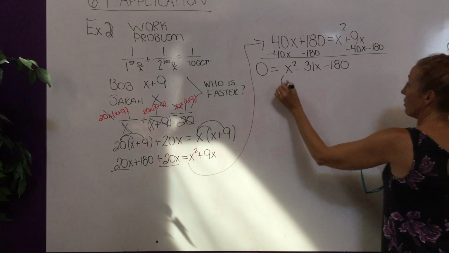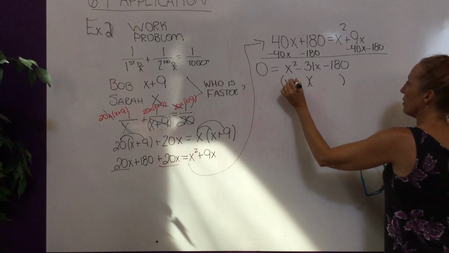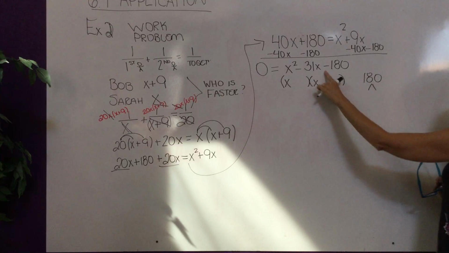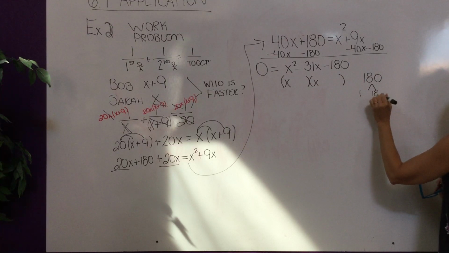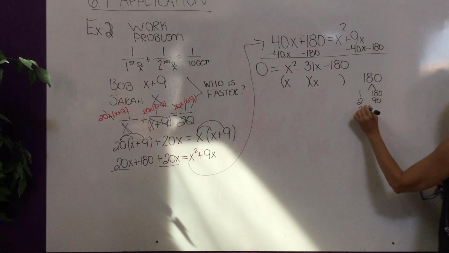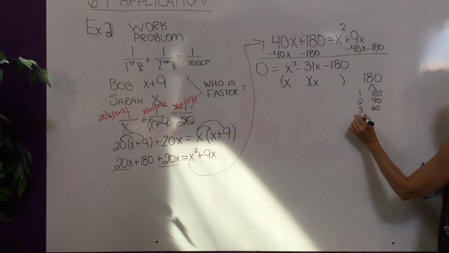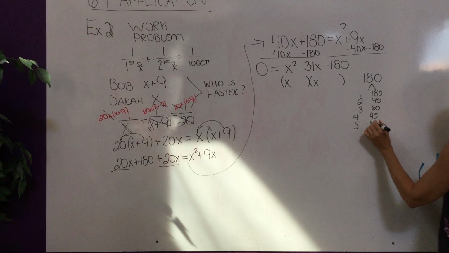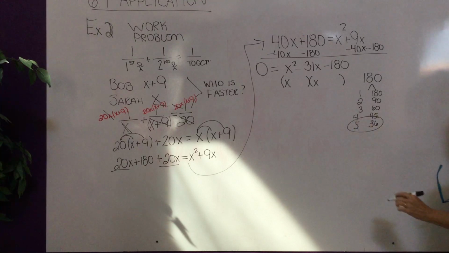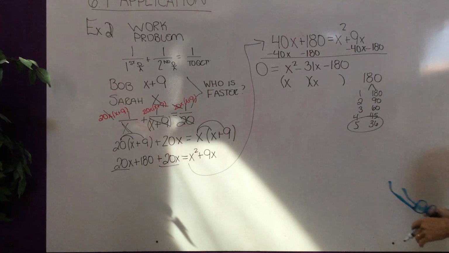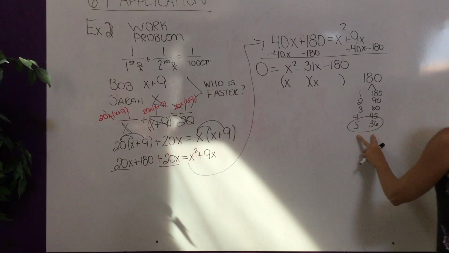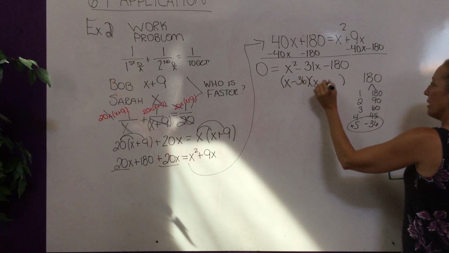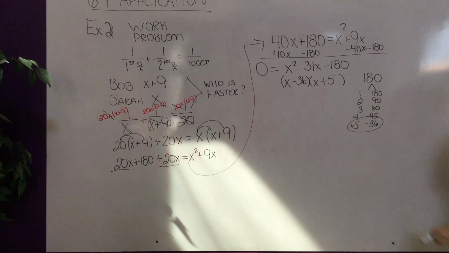And now I'm going to need to factor. So I need two numbers that multiply to 180 that create 31. And since this is a negative 180, one of my factors is going to be plus, one of them is going to be minus. I'm sure 4 goes into 180, 45. 5 goes into 180, 30. There it is. Okay, so you just kind of have to keep going through thinking of things that go into 180 until you find the right combination. So we have a negative 36 and a positive 5.